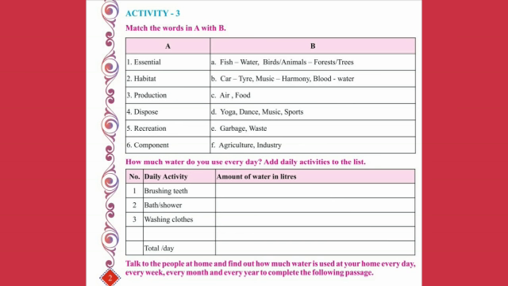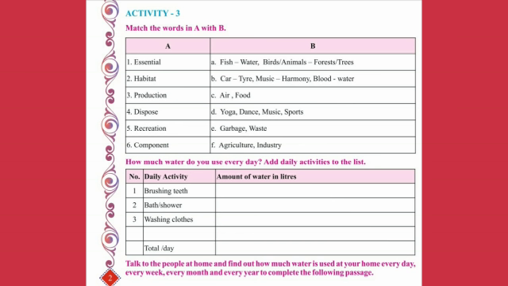Number 5, recreation. Recreation is time pass or home entertainment or hobby. So I think it is D, yoga, dance, music, sports. Number 6, component. Component means a part of a whole. So I think the answer is B, car, tire, music, harmony, blood, water.